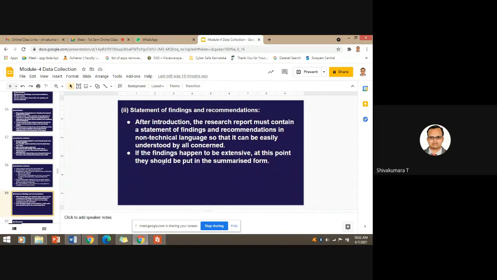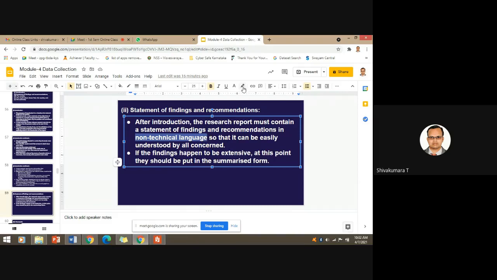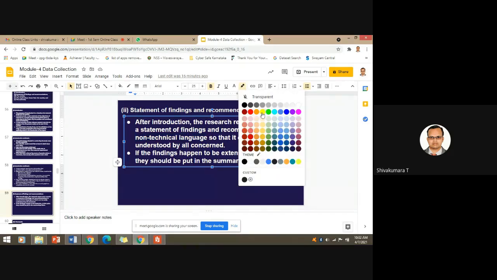The first one is the preliminary pages. The second one is main. Under the main, the first section is introduction. The second section is statements of findings and recommendations. So after the introduction, the research report must contain a statement of findings and recommendations in non-technical language. This is highlighted here. Non-technical language means simple English needs to be used to describe your research work.